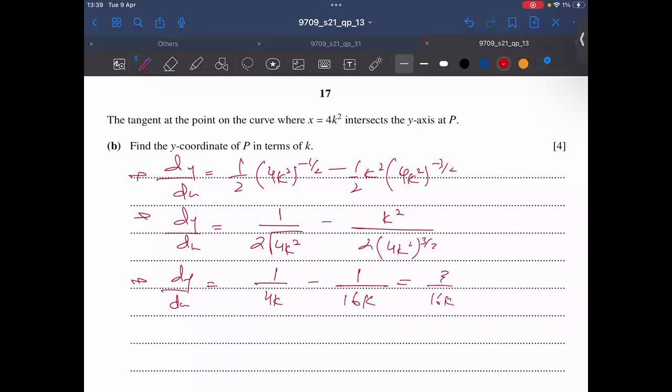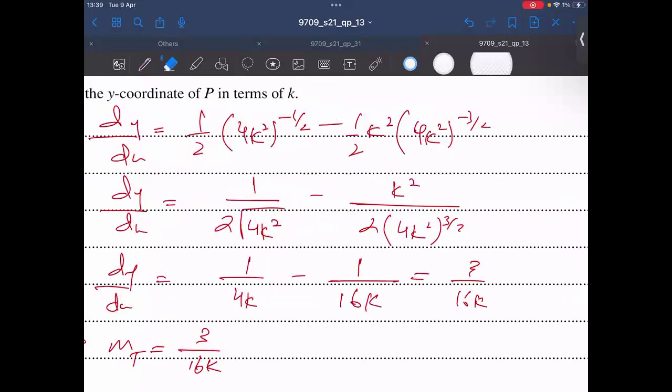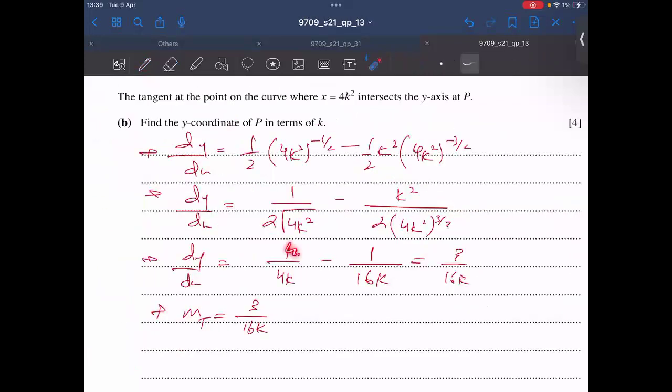That is the gradient. That is a gradient at the point on the curve where x is equal to 4k square, and that's going to be also the gradient of the tangent at this point on the curve, which is 3 over 16k. सर वेरिएबल जो है स्क्वायर हुआ हुआ है तो Sorry, उसका sorry. It's going to be 3, 4 minus 1. Yeah, 4 minus 1 is 3 over 16k.